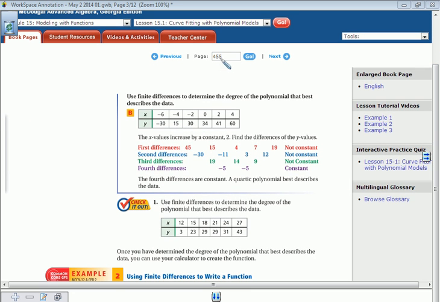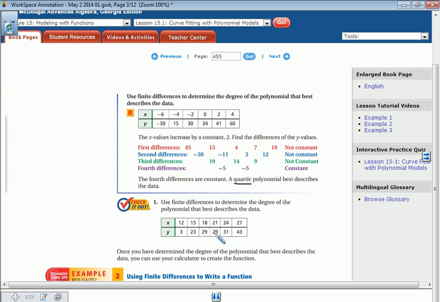Here we're over on page 455. If we look at the finite differences, if we look at our y's, the first difference is not constant, the second not constant, the third not constant, but the fourth difference is constant here on page 455. So this would be best described as a quartic polynomial. Let's take a look at this. Check it out. We'll use that as you try.